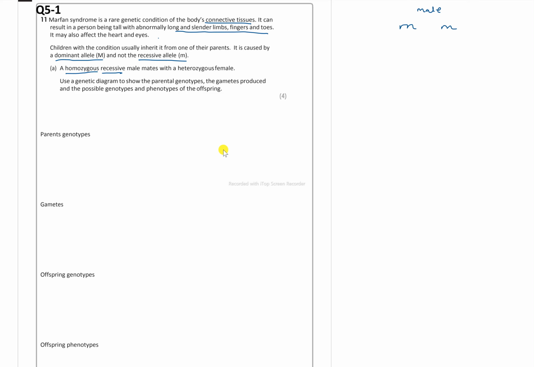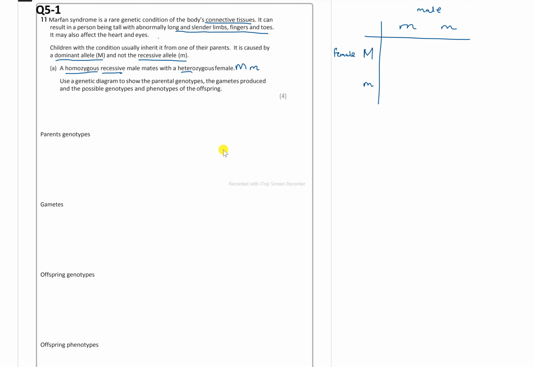So this has come from the male, right? And this is from the female, so it's a heterozygote male with a heterozygote female. So capital M and lowercase m. Because they've said hetero, it means it's got both in. This has got big M and small m.